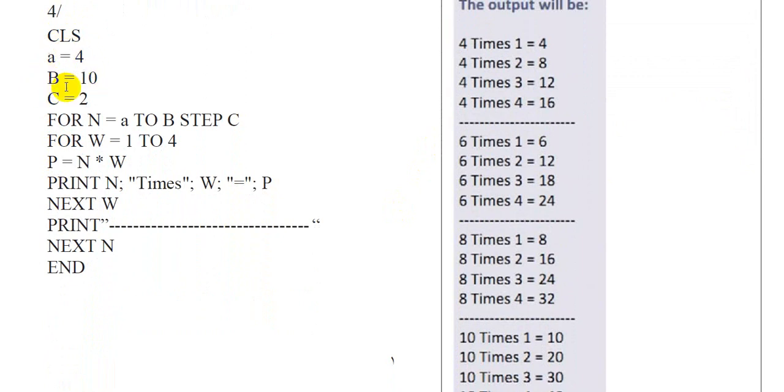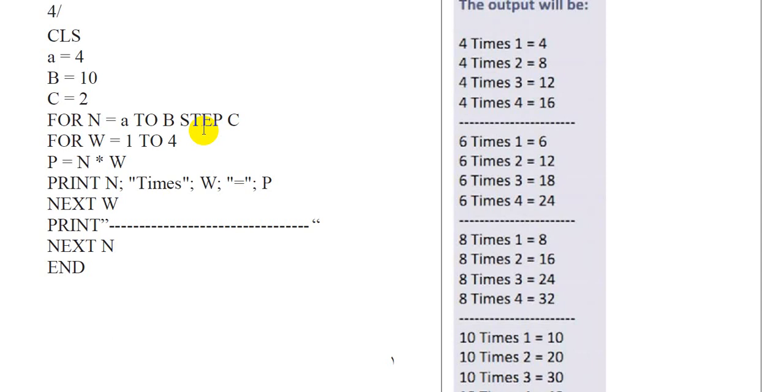CLS. A is 4, we have B is 10 and we have C is 2. As you can see, running for n equals A to B step C. The function taken in this case is step C. We can jump by step C at each iteration, so step C would be considered in this case as the iteration to jump right forward.